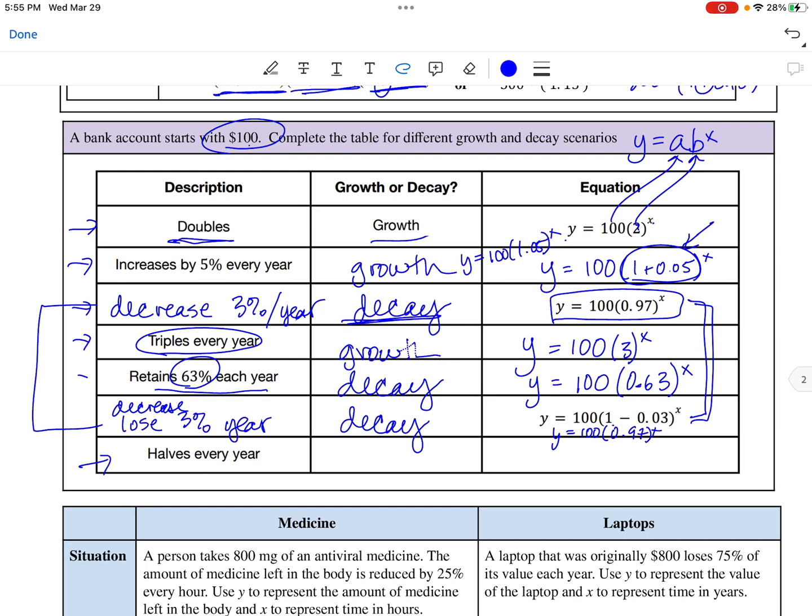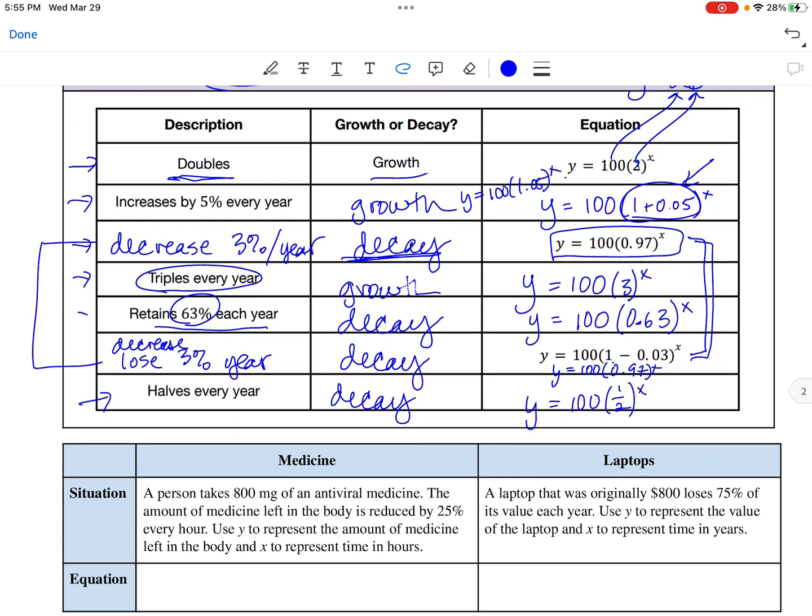Last one halves every year, so it gets decreased by half. That would be decay. Same initial value, but now it halves every year, so it's going to be a growth rate of 1/2. It's less than 1, so that will be decaying.